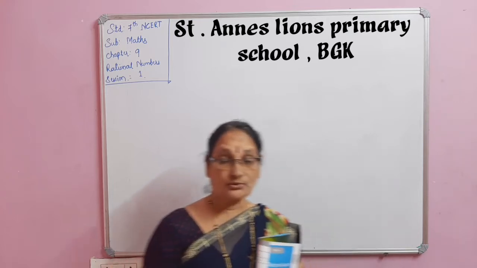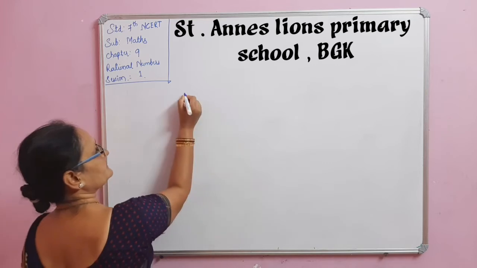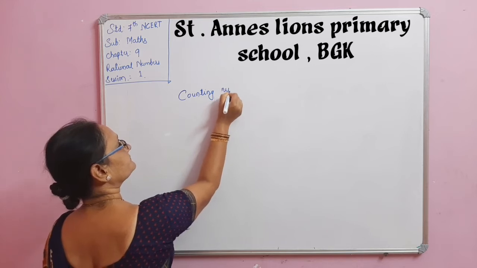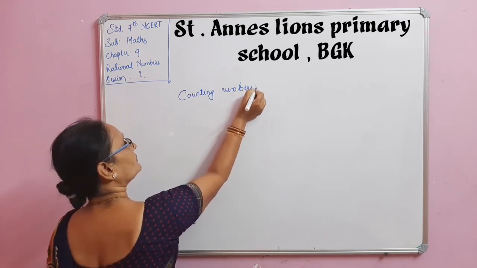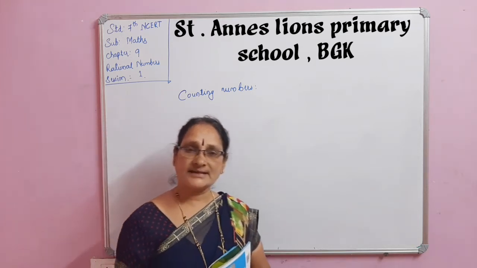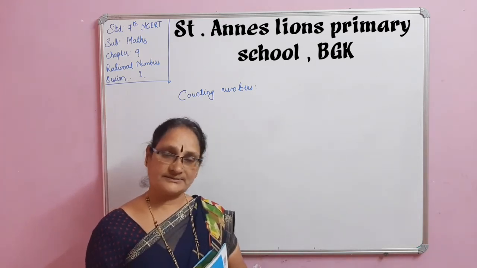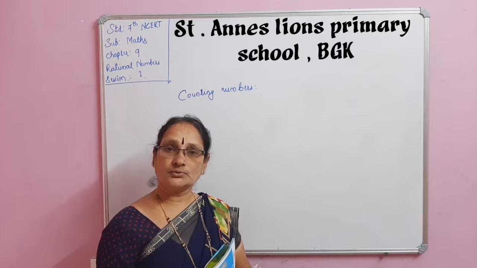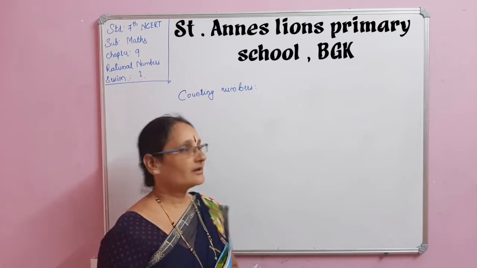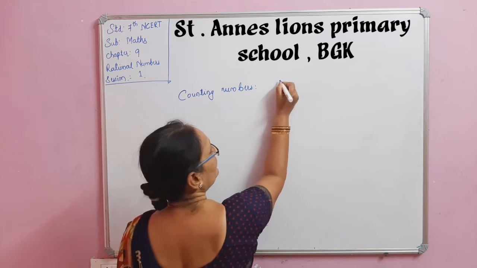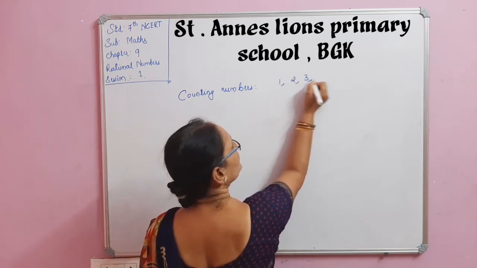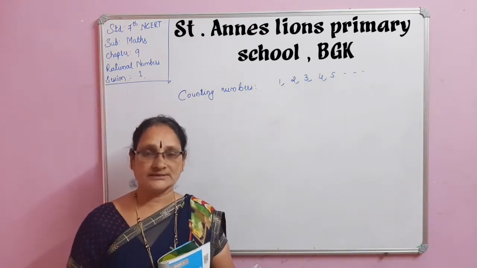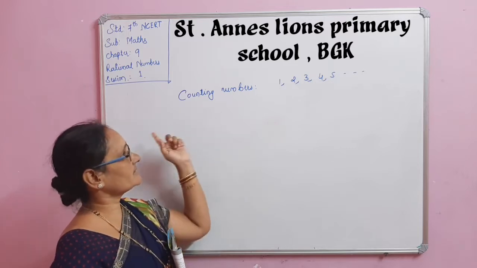I think you know what counting numbers are. What are counting numbers? Anybody can say? See, maths starts from counting the numbers. In your smaller classes, first you have learned writing 1, 2, 3, 4. They are counting numbers, you know it. Counting numbers are nothing but numbers which are used to count the things. Numbers which are used to count the things are called counting numbers.